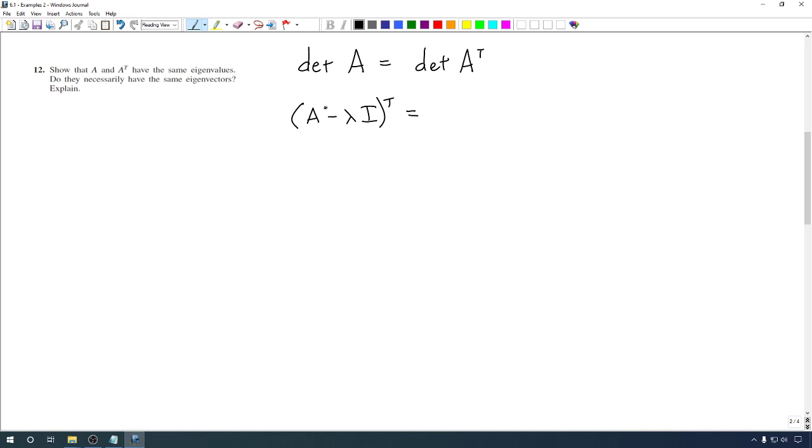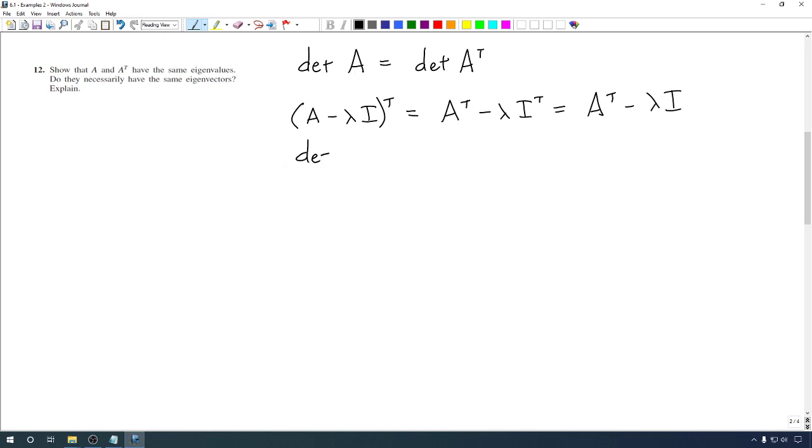The transpose of a sum or difference is just the sum or difference of the transposes. And of course, the lambda here doesn't matter when we take the transpose. But what is I transpose? It's literally just I. The identity matrix doesn't change if you transpose it. So the A transpose minus lambda I that we use for the characteristic polynomial or characteristic equation for A transpose is just the transpose of the A minus lambda I that we use for A.